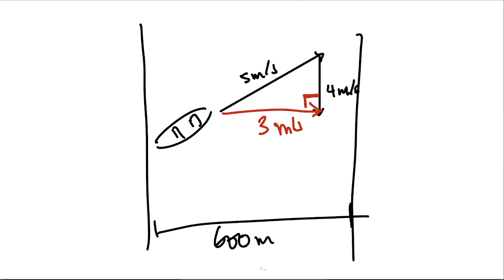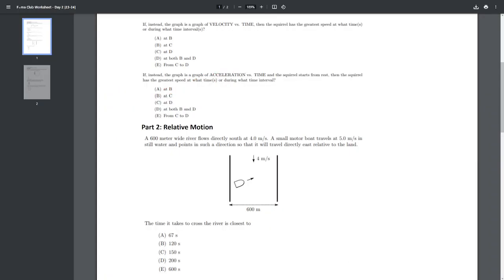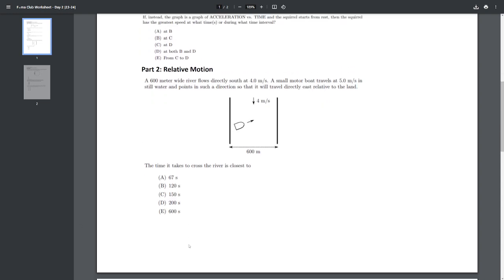Since the gap is 600 meters, we know that time is equal to distance divided by speed, which equals 600 divided by 3, which equals 200 seconds, right? So the time that it takes for the boat to cross is going to be 200 seconds. It's moving 3 meters per second east relative to the land. Hopefully that makes sense. Our answer choice is going to be answer choice D, 200 seconds, right?